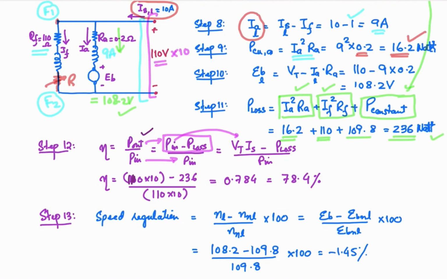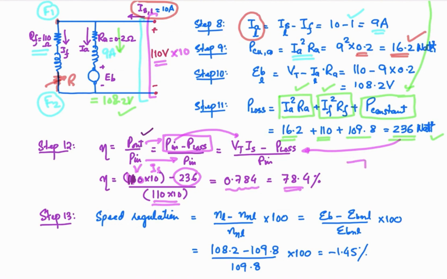So that will be the total input power, and the losses that you have calculated over here. So over here 110 volt is the voltage, and this is the supply current. This is the input power minus 236 watt loss that we have calculated over here, over the input power, that is 110 into 10. So that is 0.784. So 78.4% efficiency of your machine.